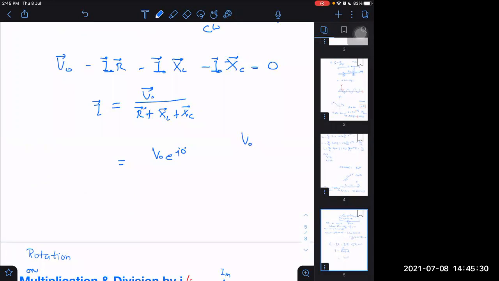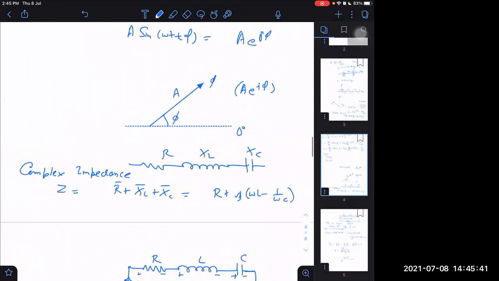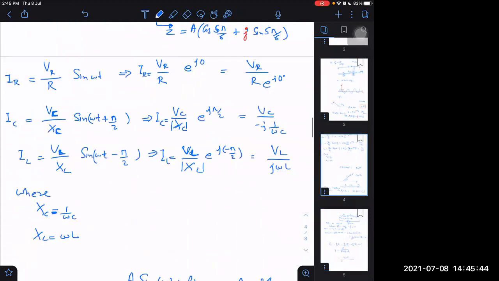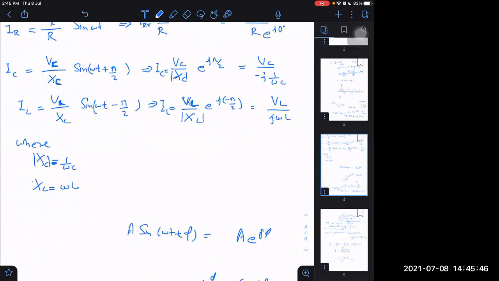You know, e raised to power j0 will be just 1 only, right? So it is 1 only, correct. Divide by R. What is R? R is also always real. We have discussed that before. Here, this equation is correct magnitude wise.